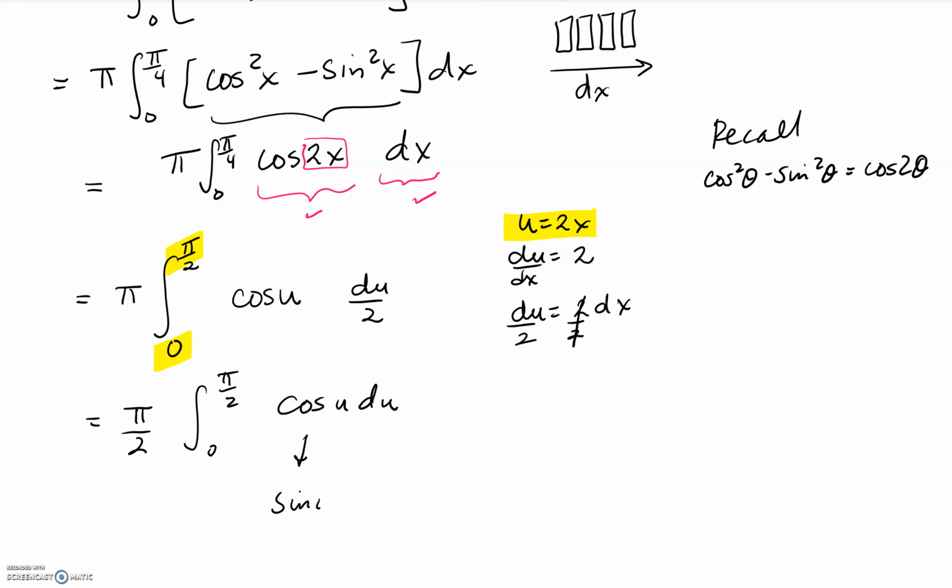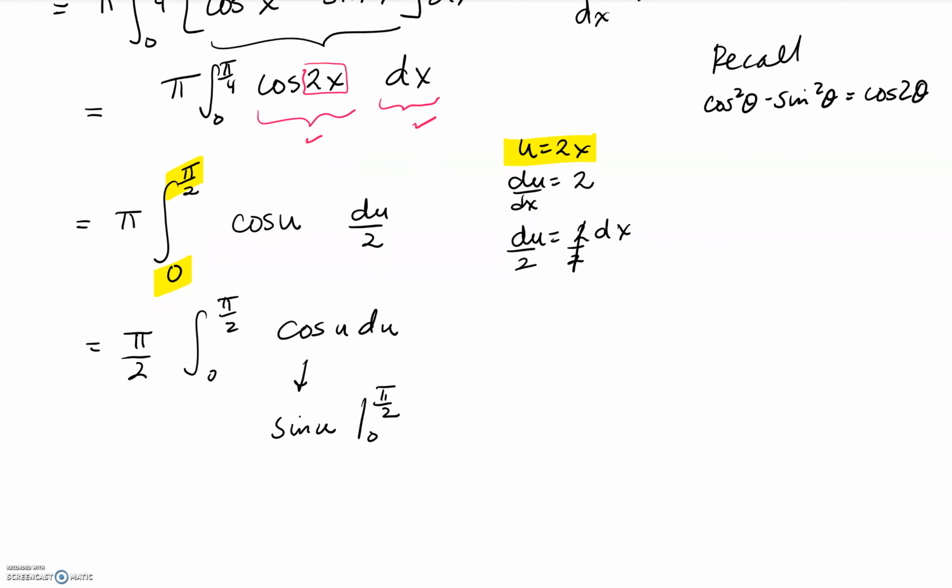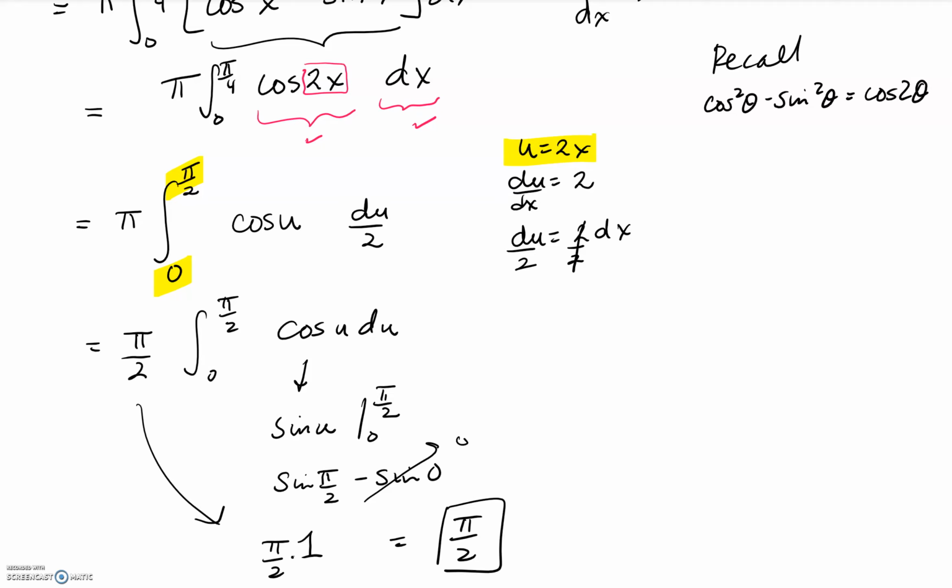Antiderivative is just sine u from 0 to pi over 2. So that's sine of pi over 2 minus sine of 0. That guy is gone. Sine of pi over 2 is 1. Don't forget we had the pi over 2 outside. So our final volume is just pi over 2. And that's it for the last example.